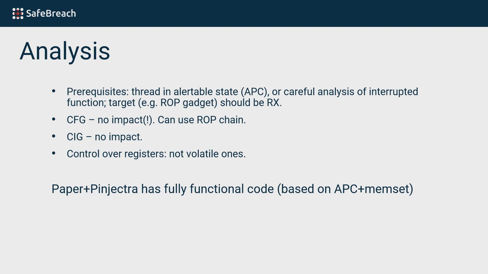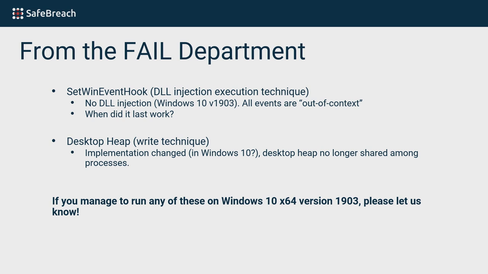So the prerequisites are that the thread is in an alertable state, there's no impact over CFG, and as I mentioned, the paper in Pinjectra includes the fully functional code. We also discovered 2 methods that no longer work. If anyone can provide us with a working example, we'll be much delighted.